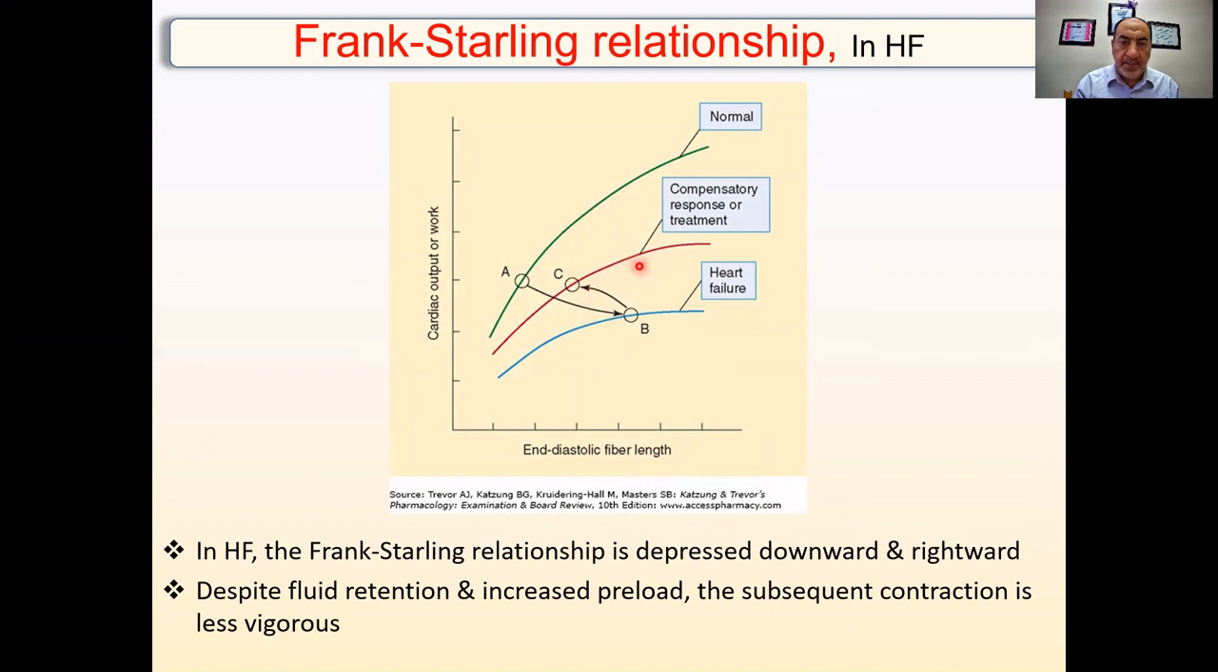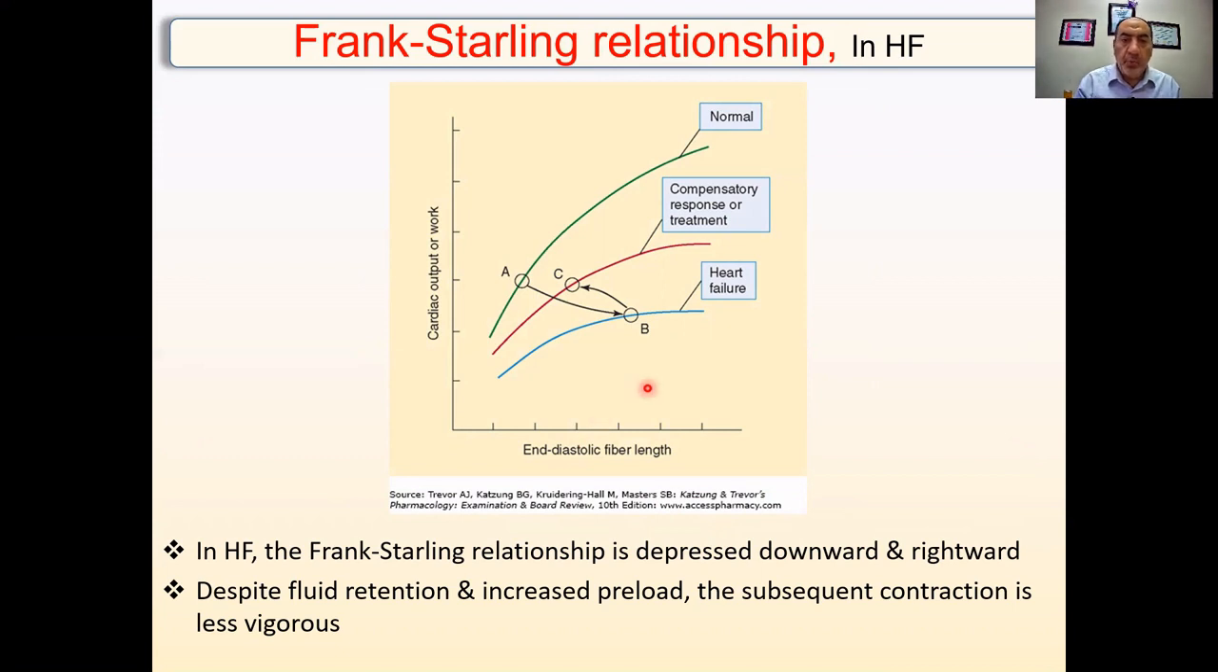Again, this is the normal. Okay, this is the normal. So the relationship or the curve is shifted downward and rightward, down and right, okay? So now the response of the cardiac muscle to the increased end diastolic volume is less, okay?